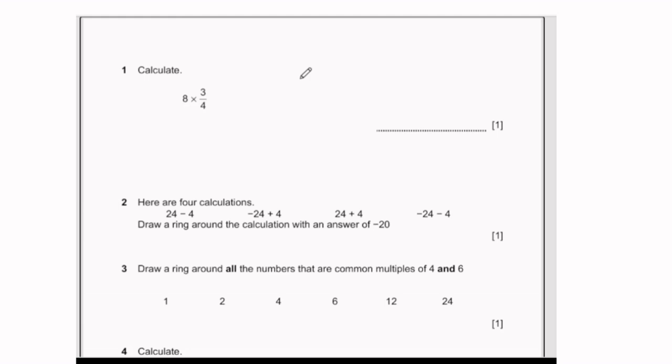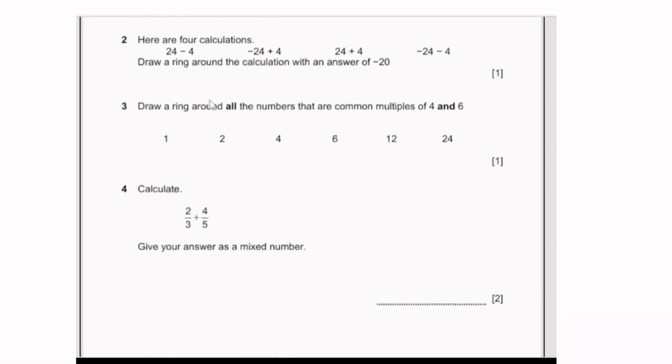Okay, so let's start. The first question that I have here is calculate 8 times 3 over 4. You need to know the words always. Calculate means you need the exact value. So here we have 4 times 1 is 4, 4 times 2 is 8. So we divide both numbers. In the numerator we have 2 times 3, it is 6. So the answer is 6, right?